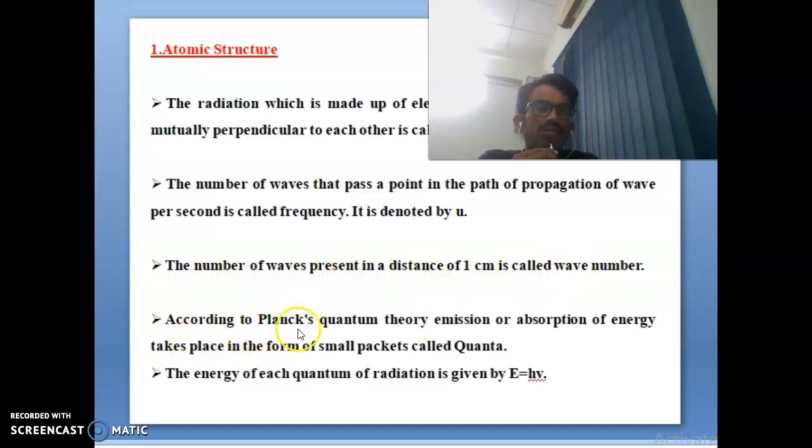And according to Planck's quantum theory, the emission or absorption of energy takes place in the form of small packets, that are called quanta. This point is very important. Generally they will ask you, even in the 2 marks questions, what is a quantum. According to Planck's quantum theory, the absorption or emission of energy takes place in the form of small packets, that are called quanta. The energy of each quantum of radiation is given by E is equal to h nu.